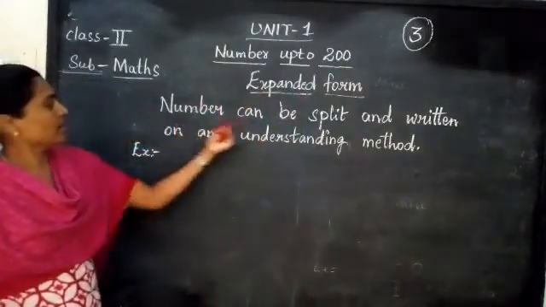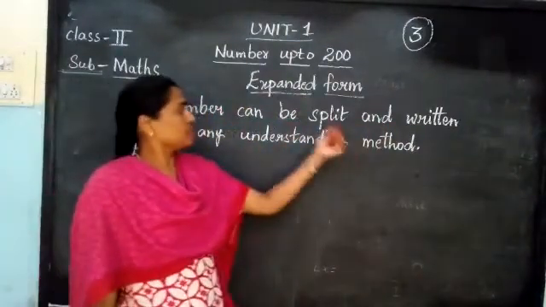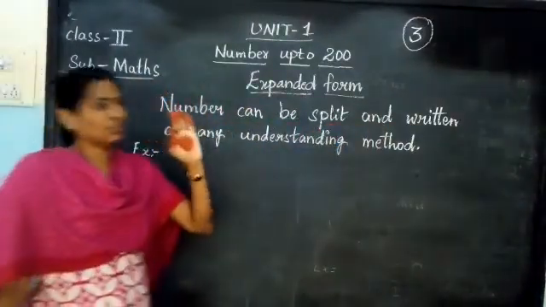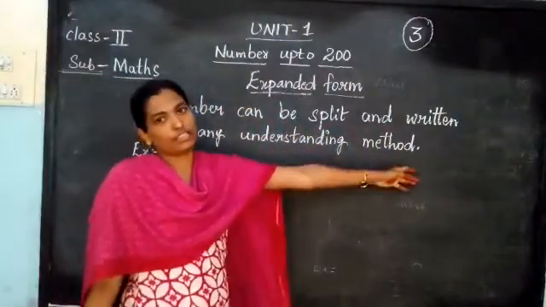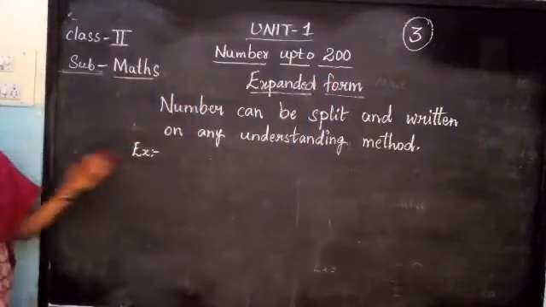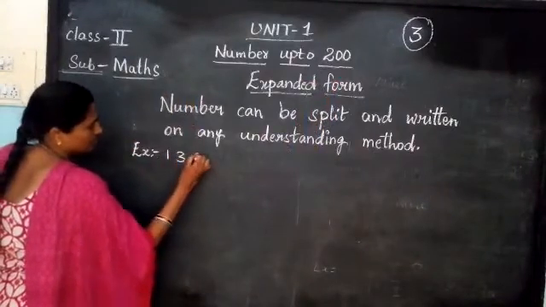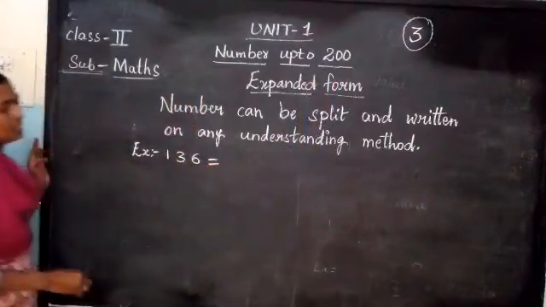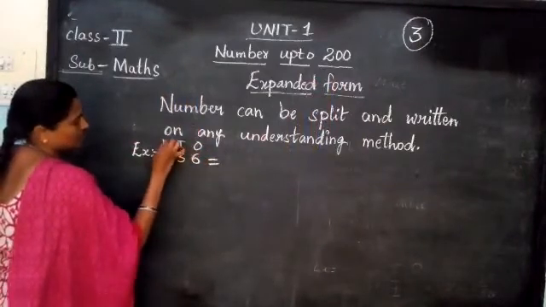Listen here, a number can be split and written in any understandable method. Split means you have to expand the numbers into 3 parts. And when writing it, you have to understand the number and write the expanded form. Now let us go to the example, that is 136. Now expand this into ones, tens, hundreds.